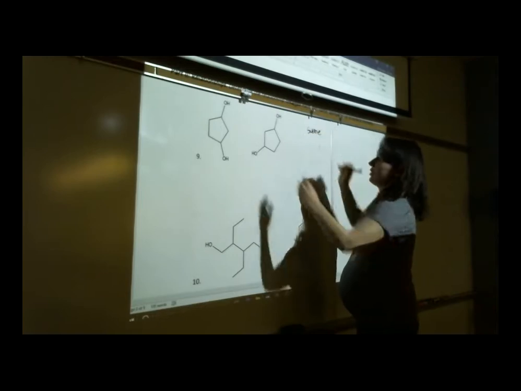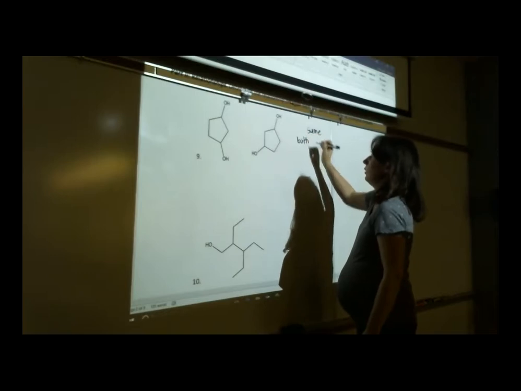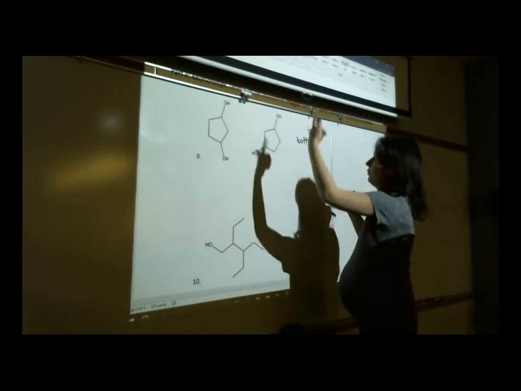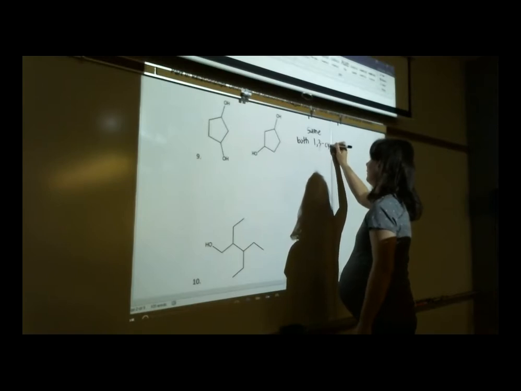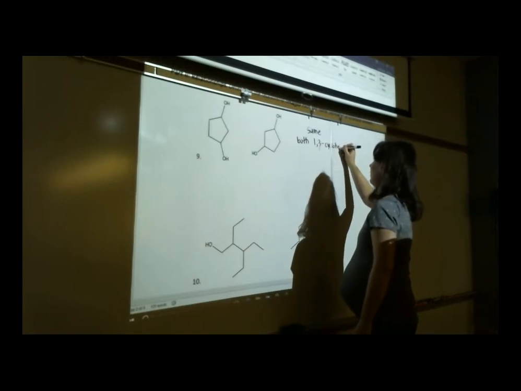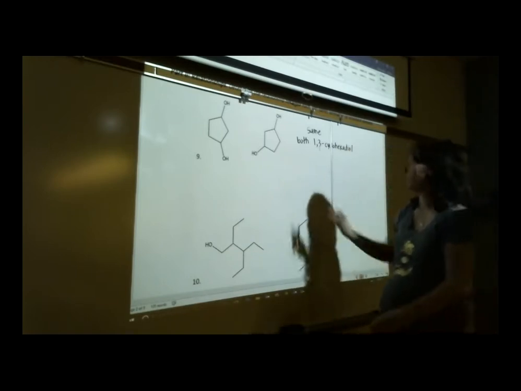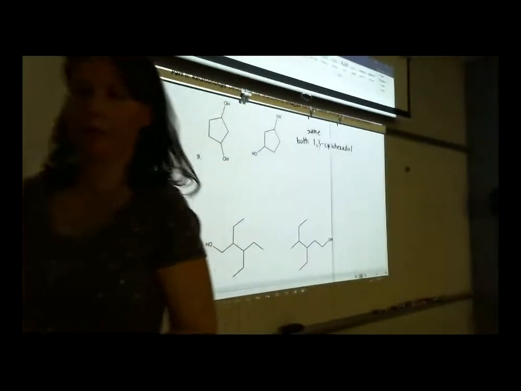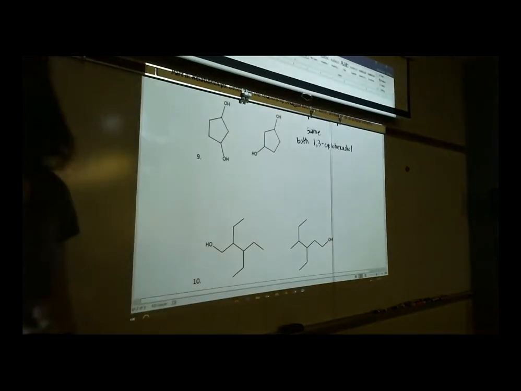One's just the same molecule rotated, right? They're both, what? It's the same one we just did. 1,3-cyclohexadiol. Right, they're both 1,3-cyclohexadiol. All right, let's move up.